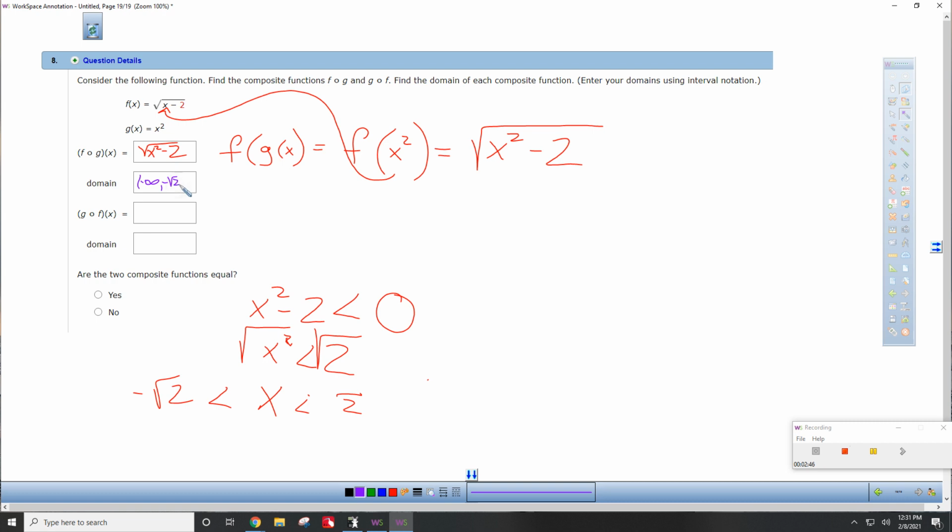Is it allowed to be negative radical 2? Yes, it is. It is allowed to be that because that gives me 0. And then it's also, so I got to use union, it is allowed to be positive radical 2 all the way to infinity. That's how you write the domain.